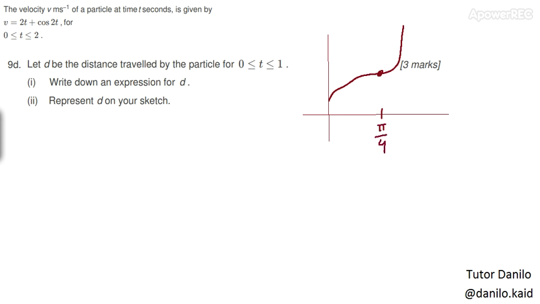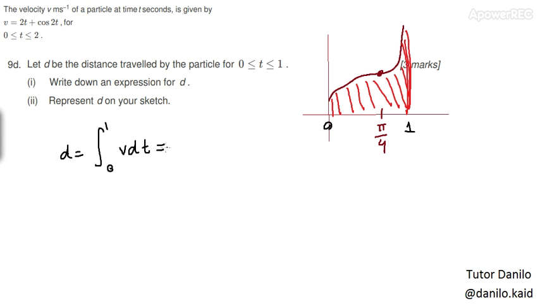And the area under the curve is going to give you the displacement, right? So the area under the curve is going to give you the displacement, and we're going to integrate from 0 to 1, right? So an expression for the distance will be d equal to integral from 0 to 1 of the velocity with respect to time, and then we plug in the expression here, which is 2t plus cosine 2t, with respect to time. So basically this is what you have to integrate.